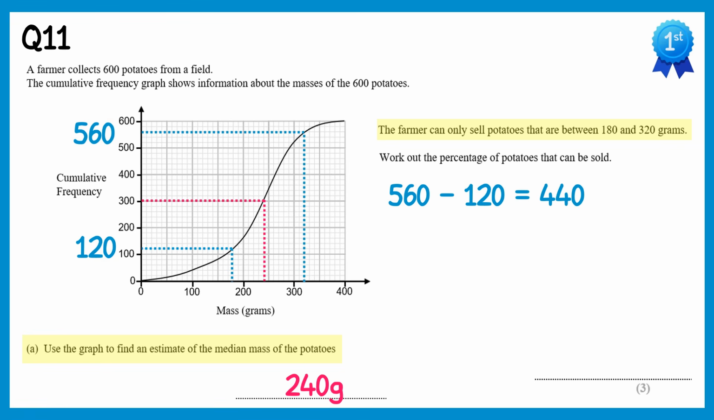To work this out as a percentage, we just do 440 divided by the total number of potatoes, which is 600, and then times that by 100. Remember, just use your calculator here, and this will give you 73.3%.